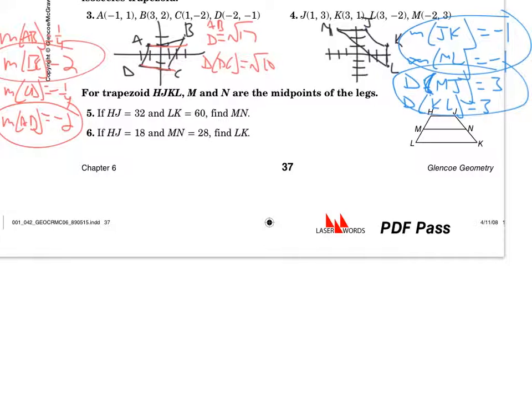Okay, lastly, working with the midpoints, the medians or the mid-segments. No need to erase, you can see it up there. So the first one tells us that HJ is 32, and LK is 60. It wants to find MN. The way you find MN, that mid-segment or the median, is just the average of the two that we have. So 32 plus 60 divided by 2 is going to give us our MN. That comes out to 92 divided by 2, which comes out to 46.